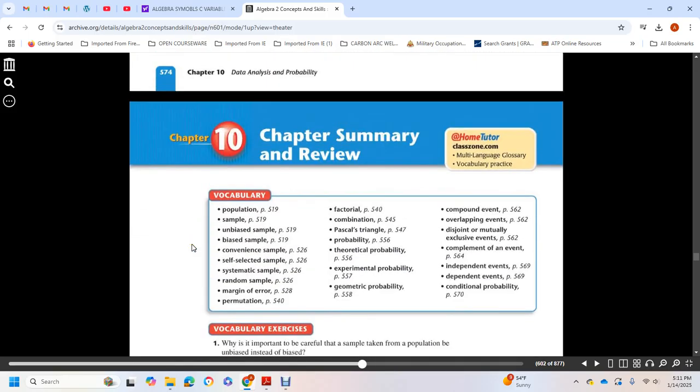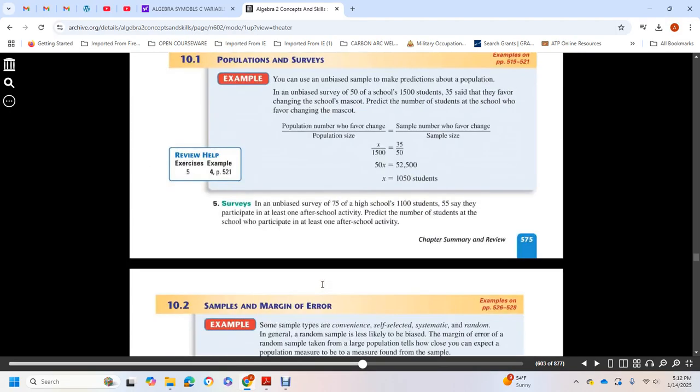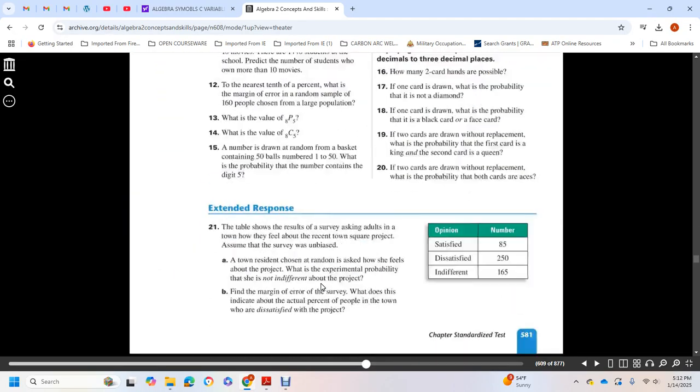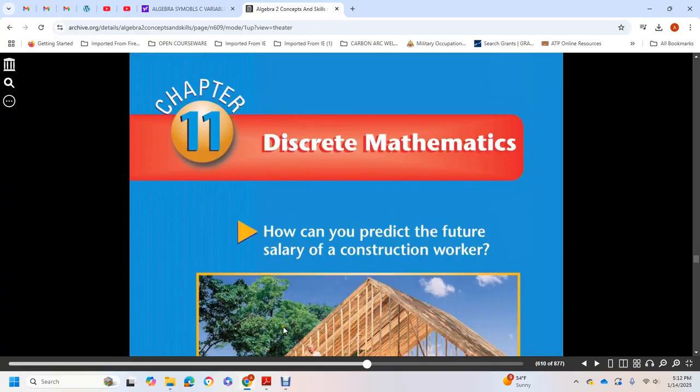Alright, chapter summary, Chapter 10 summary and review. We covered population, sample, unbiased and biased samples, convenience sample, self-selected sample, systematic sample, random sample, margin of error, permutation, factorial, combination, Pascal's triangle, probability, theoretical probability, experimental probability, geometric probability, compound event, overlapping event, disjoint and mutually exclusive events, complements of an event, independent events, dependent events, and conditional probability. And we're getting to Chapter 11, discrete mathematics.